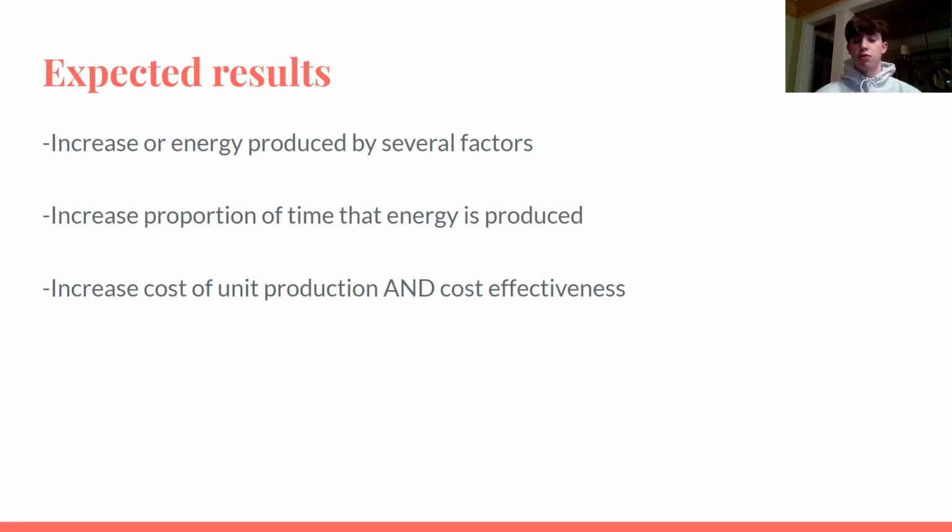So what I expect from other research and literature that's been published is that a rotating wind turbine would increase the energy produced by several factors. And this is because it would increase the proportion of time that the energy is produced. So if it's turning to face the wind, and if the wind is perpendicular more often to the turbine, it's spinning more often and it's producing energy more often. And so that's going to increase energy levels. So the rotating will increase the cost per unit production.